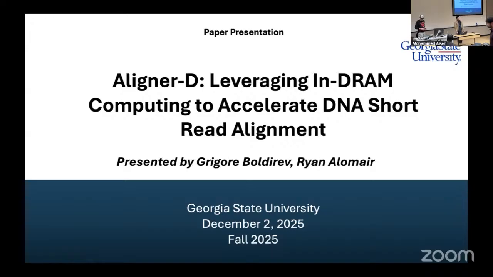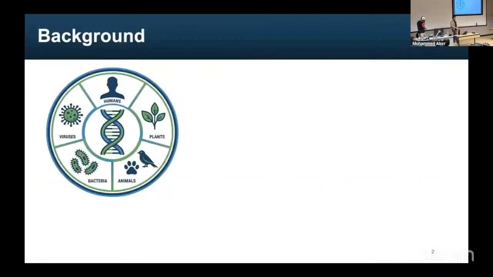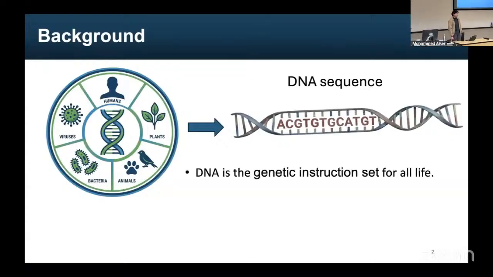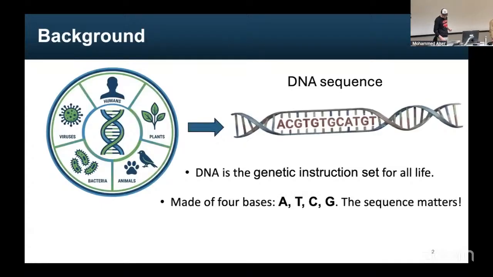Our paper is named Aligner D, leveraging in-DRAM computing to accelerate DNA short read alignment. We were supposed to start with a short background on DNA short read alignment, but we've already seen that in the previous talk, so we'll go through it really fast. We already learned that living organisms have DNA, humans, viruses, bacteria, and that DNA is the genetic instructions for all life. It's made of 4 bases, A's, T's, C's, and G's, and the sequence matters.